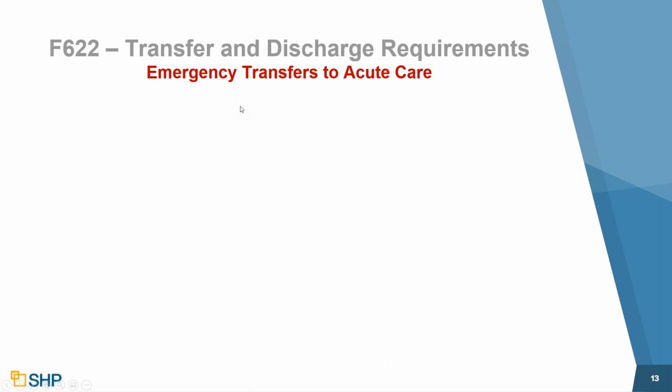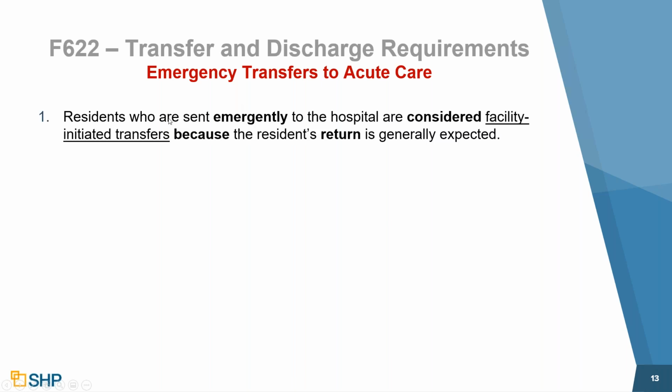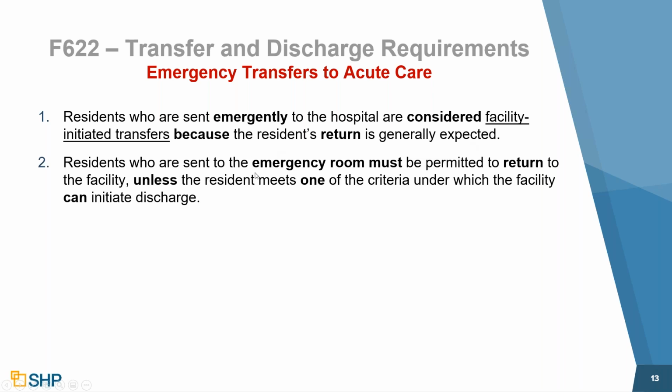So emergency transfers to acute care. Residents who are sent emergently to the hospital are considered facility-initiated transfers because the resident's return is generally expected. Residents who are sent to the emergency room must be permitted to return to the facility unless the resident meets one of the criteria under which the facility can initiate discharge, and that's the 6 reasons that we just looked at.